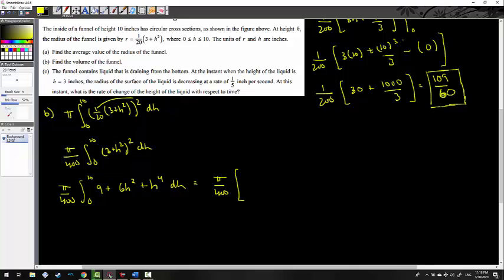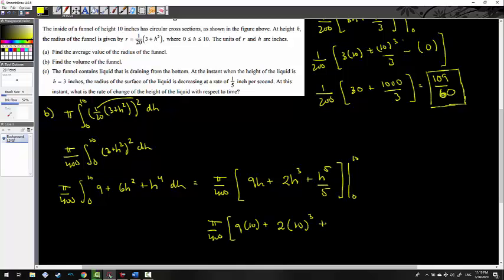Which will then equal pi over 400, and then I'm going to integrate this expression here. So 9h plus, looks like, not 6, sorry, h cubed times 2 plus h to the 5th over 5. And that is then evaluated from 0 to 10. So what does that look like? It's going to be pi over 400, 9 times 10, plus 2 times 10 cubed, plus 10 to the 5th over 5, minus 0.